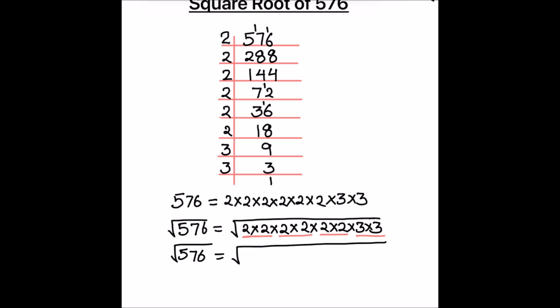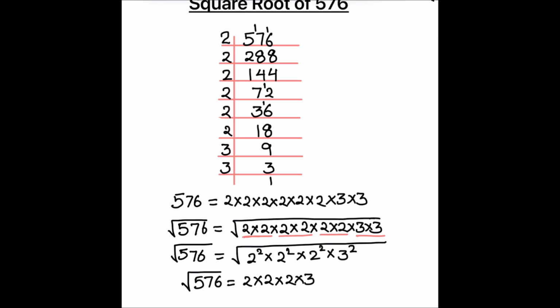So these pairs we can write in exponent form as 2 square times 2 square times 2 square times 3 square. Now as these are square numbers and a square root of a square number is the number itself, so all these numbers will come out of the square root sign. So square root of 576 will be 2 times 2 times 2 times 3.